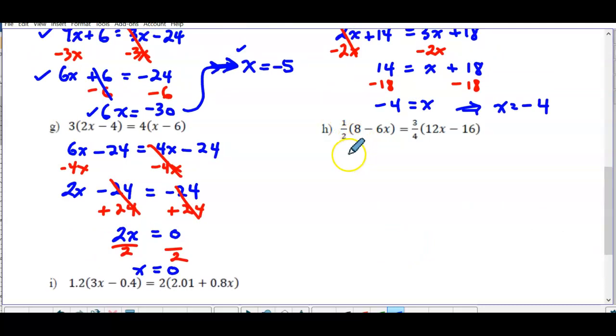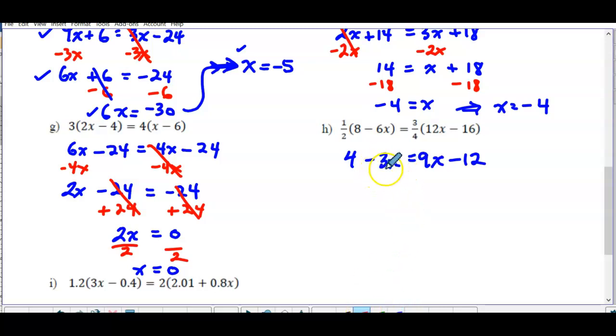Next one, I'm going to expand the brackets here. So a half times 8 is 4. Half times negative 6 is 3, so keep the negative. Then 3/4 times 12. So that's 3 times 12 is 36, divided by 4 is 9x. 3/4 times negative 16, that's negative 48, divided by 4 is 12. So minus 12.